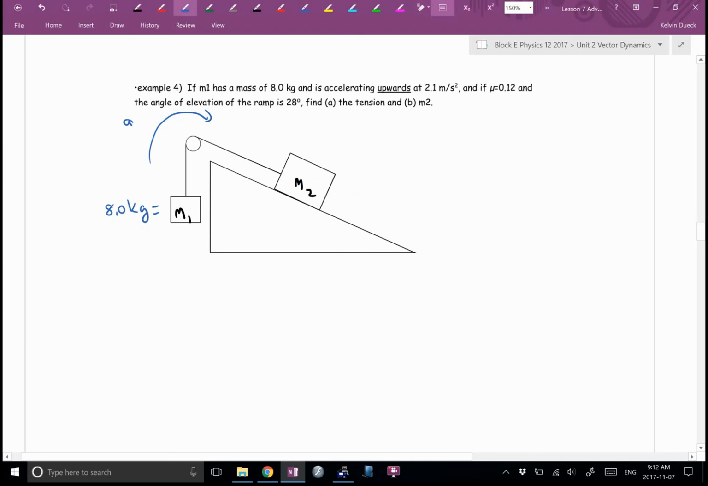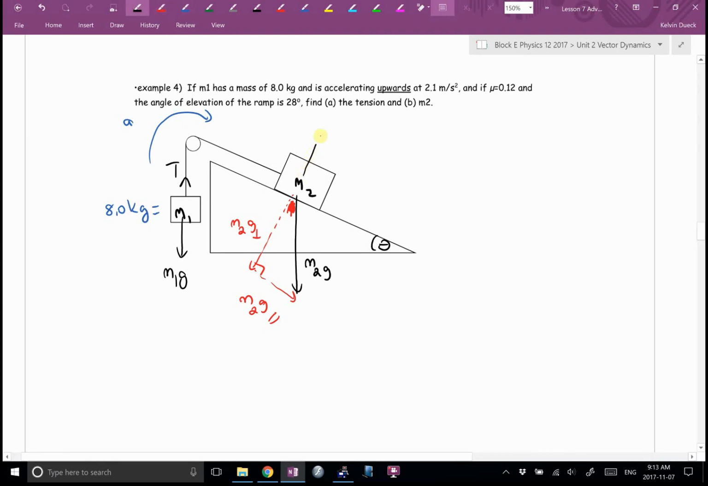What are the forces acting on mass 1? Get the obvious one. What else? Tension. What are the forces acting on mass 2? M2G. There's theta. Break M2G into its components. M2G perpendicular. M2G parallel. There's theta. What else?